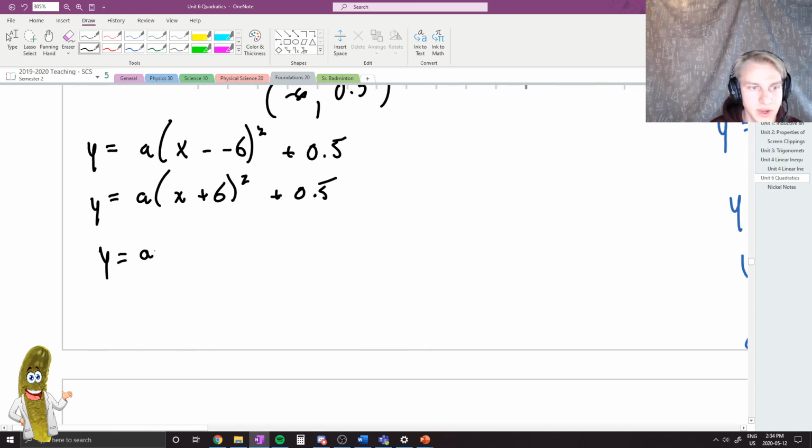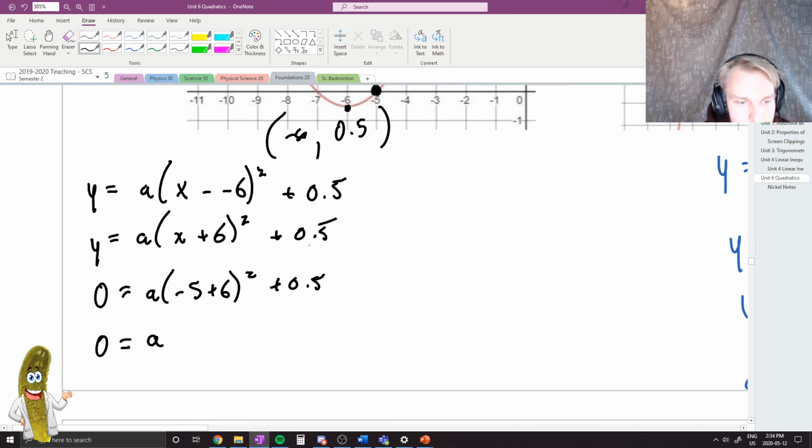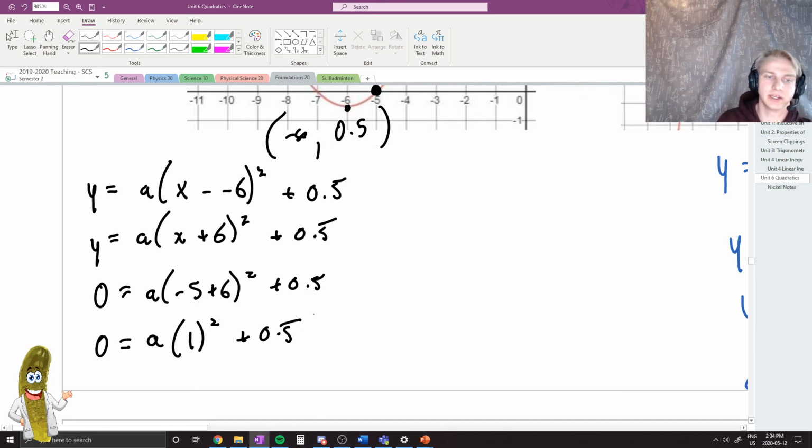So y is equal to 0 is equal to a times negative 5 plus 6 squared plus 0.5. 0 is equal to a times 1 squared plus 0.5. And then what we would figure out here is we would subtract 0.5 from both sides.